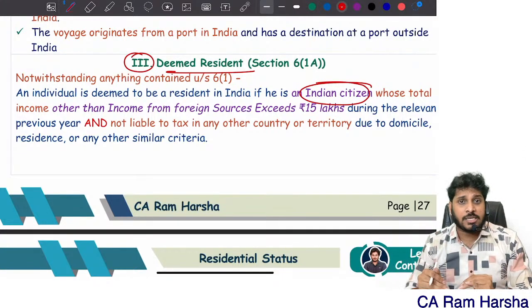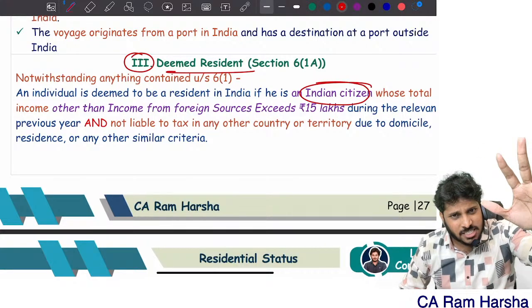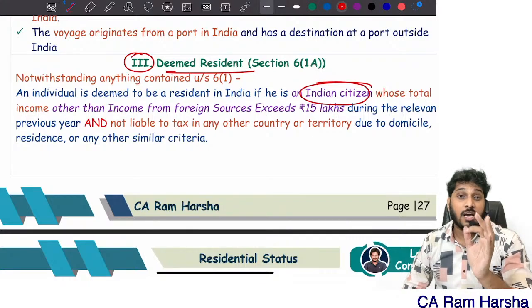Then come and check deemed resident. This is also not satisfied. Basic condition not satisfied. Special residential status, that is not satisfied. 120 days logic. Deemed resident also not satisfied. He is a non-resident.